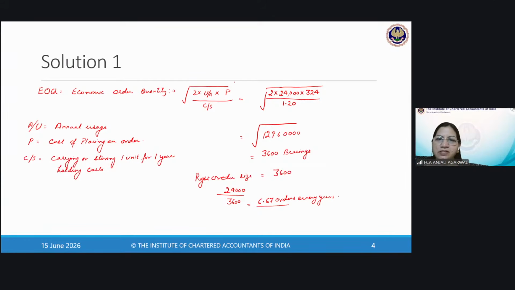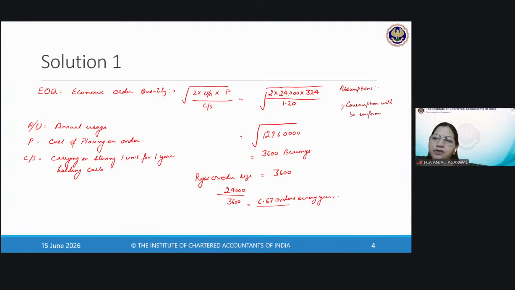Economic order quantity is given by the formula under root 2 into U into P upon S, or 2 into A into P upon C, where A is annual usage, P is the cost of placing an order, and S is the carrying or storage cost of 1 unit for 1 year. Remember one thing, EOQ is based on certain assumptions, and these assumptions become the limitations.